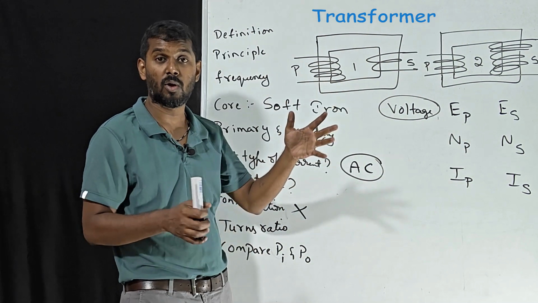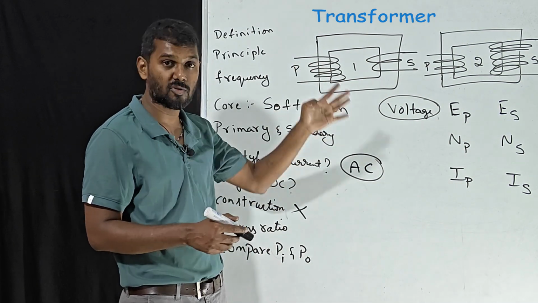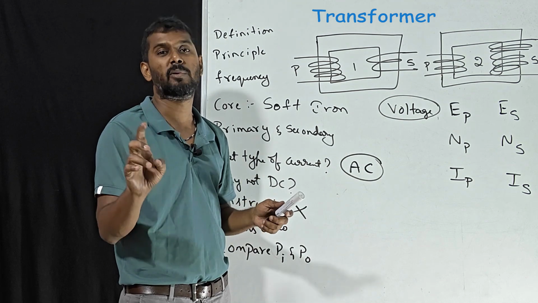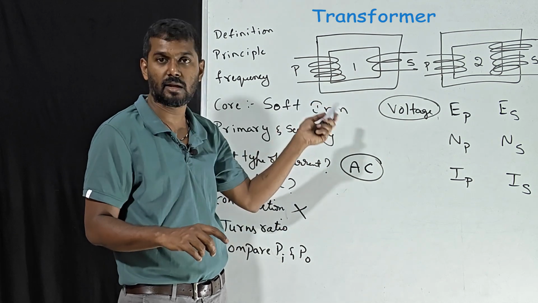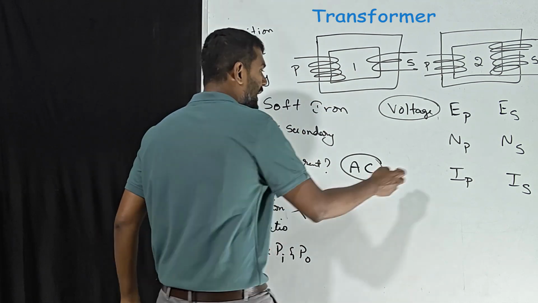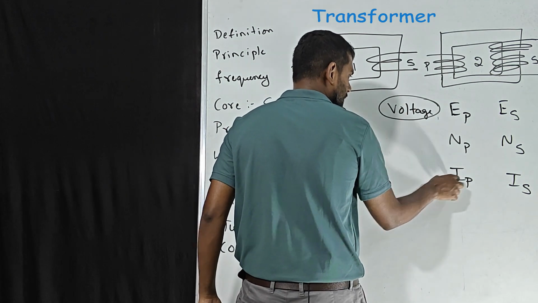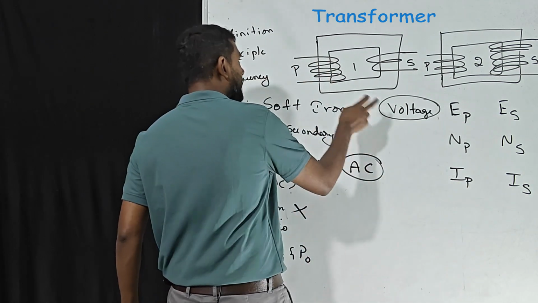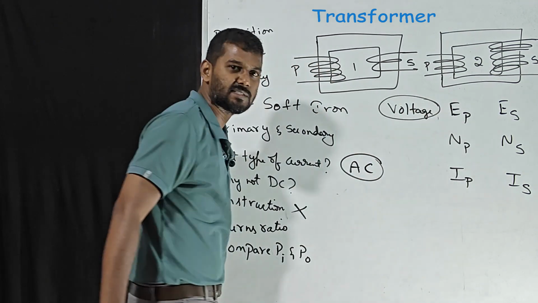Whenever you want to draw a diagram of a transformer, you have to use a scale and pencil. You should not draw it freehand like this. Next, I we know is current, and IP represents current at primary, IS current at secondary.